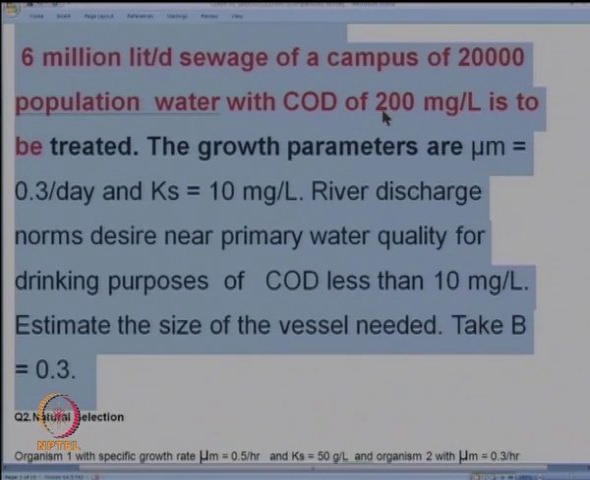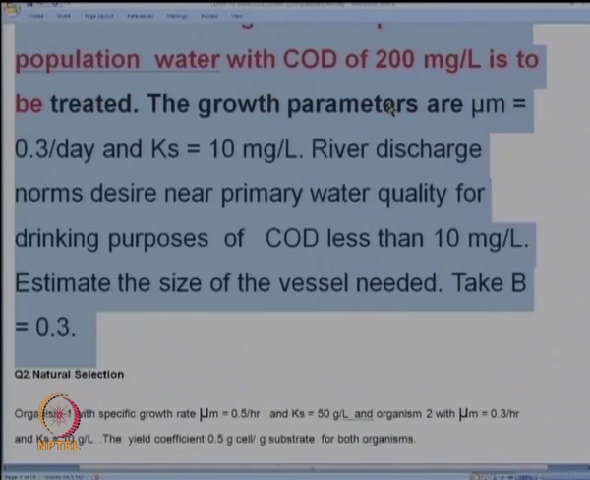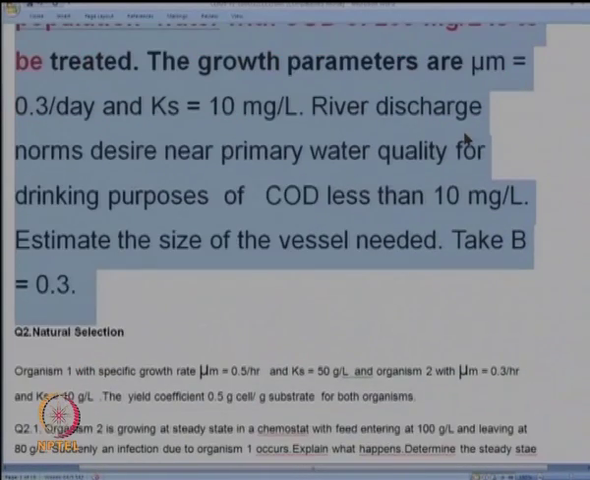This is what we would like to do, but we are not able to do it for a variety of reasons, and hopefully in days to come we will have better and better technologies which people can afford, so that we can reduce this to near drinking water quality. So, what has been specified here is that we should get it down to 10.